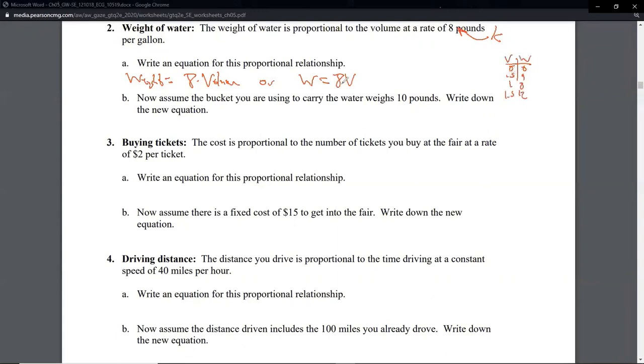So if you plugged in a half, 8 times a half is 4, and you get the right thing. If you plug in 1, 8 times 1 is 8, and you get the right answer. If you plug in 1.5, 1.5 times 8 is 12, and you get the right answer. It works.